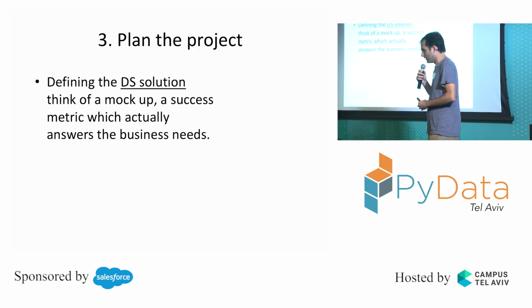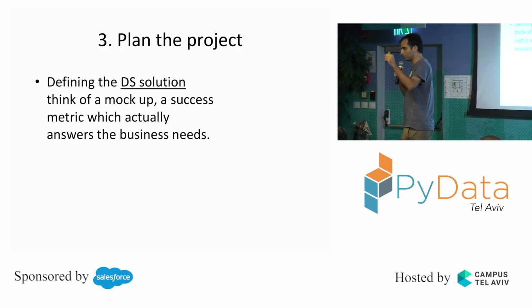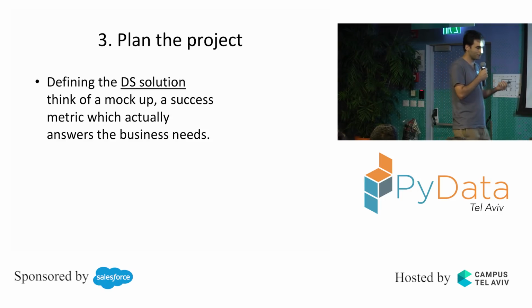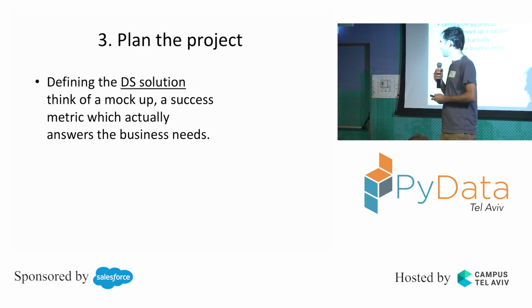So basically, you need to understand what you're trying to solve. You need to plot a mock, like a simple graph, of how the solution would look, even on a piece of paper. You need to understand what metric you need to optimize, not just run and build features. Okay.